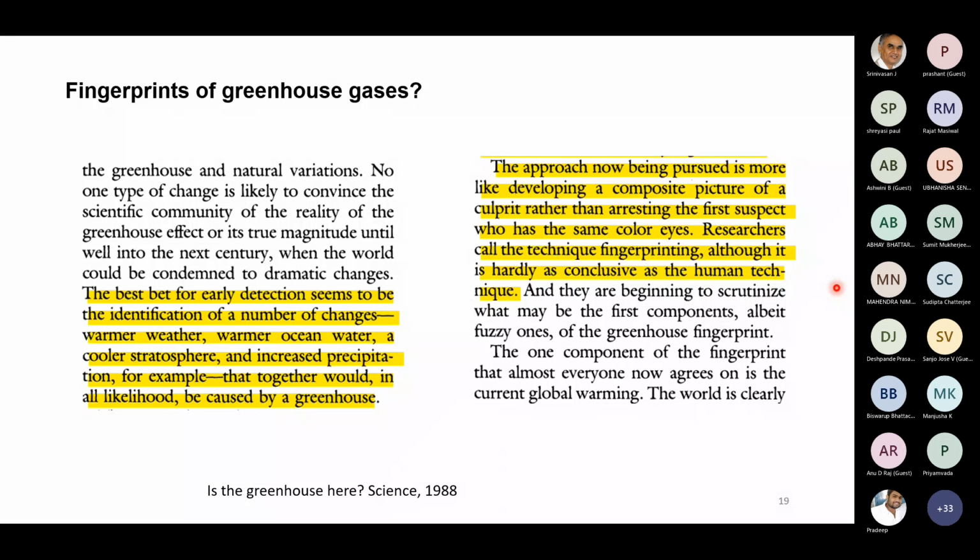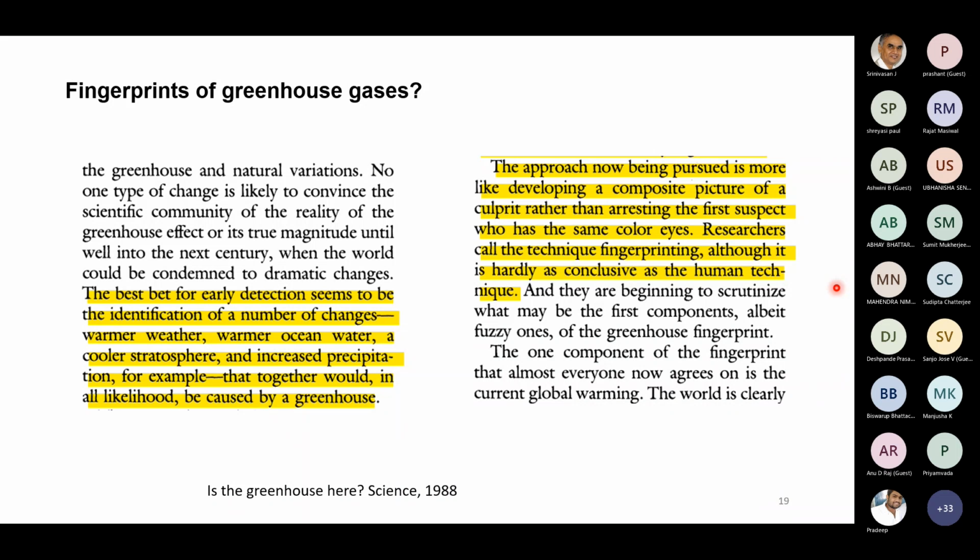And so here's a quote from an article in 1988. No one type of change is likely to convince the scientific community of the reality of the greenhouse effect or its true magnitude until well into the next century, when the world would be condemned to dramatic changes. The best bet for early detection seems to be identification of a number of changes: warmer weather, warmer ocean water, a cooler stratosphere, increased precipitation, for example, that together would, in all likelihood, be caused by a greenhouse effect. And the approach now being pursued is more like developing a composite picture of a culprit rather than arresting the first suspect who has the same color eyes. This is the idea of fingerprinting.